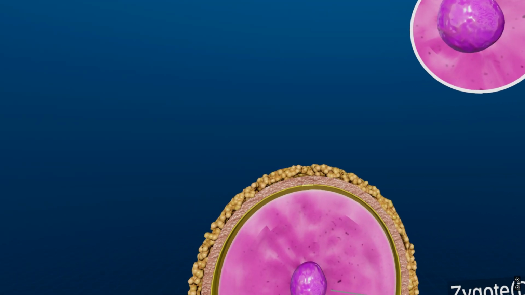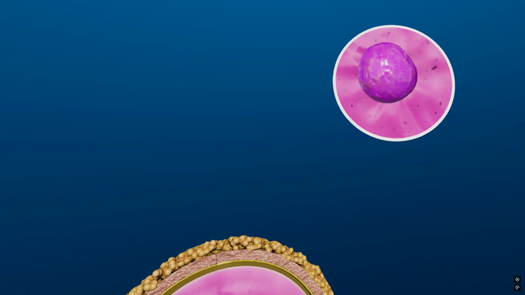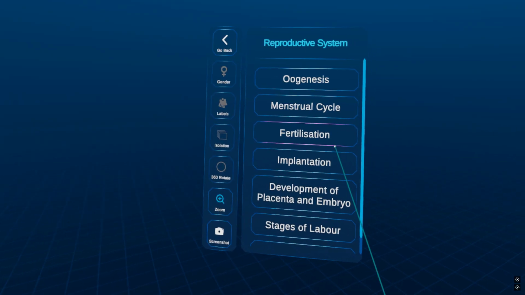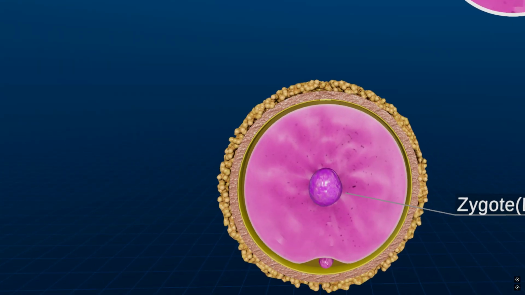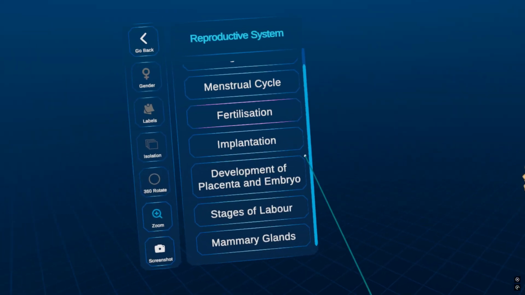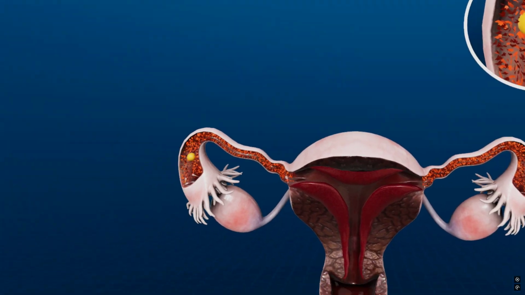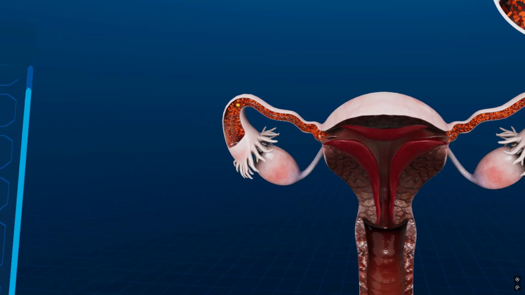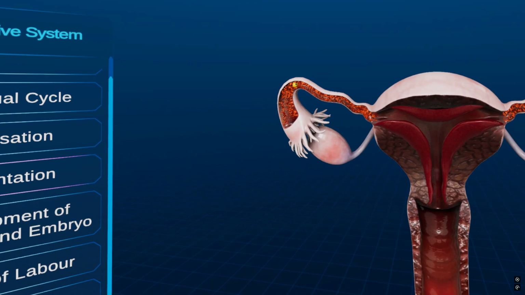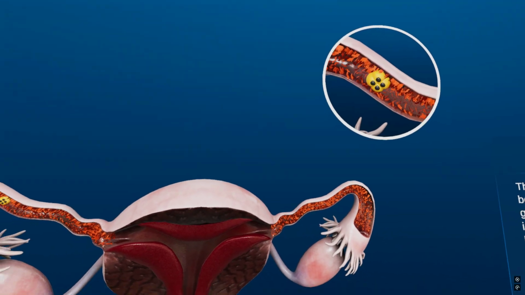After the sperm fertilizes the egg in the fallopian tube, the zygote begins to divide rapidly into multiple cells, forming a ball of cells called a blastocyst. The blastocyst then moves down the fallopian tube towards the uterus. The endometrium thickens and becomes rich in blood vessels and glands, in preparation for the implantation of the blastocyst. This is because the blastocyst requires a rich supply of nutrients and oxygen to grow and develop.